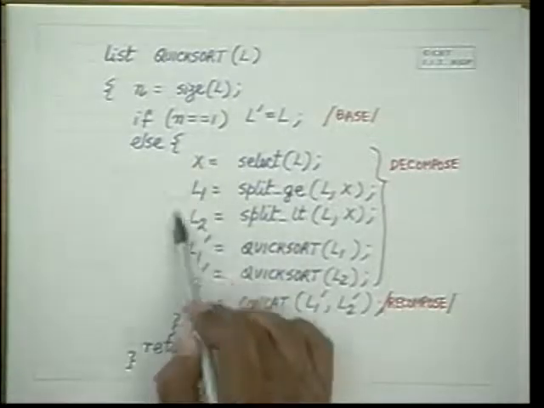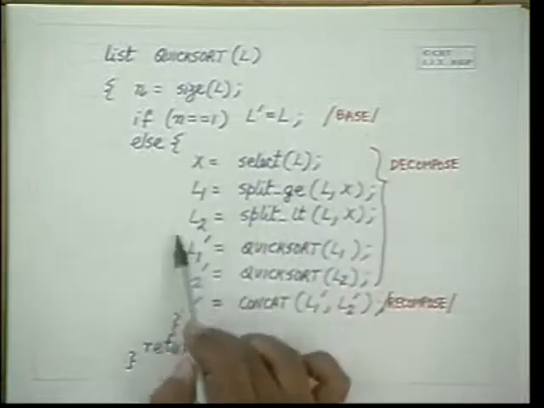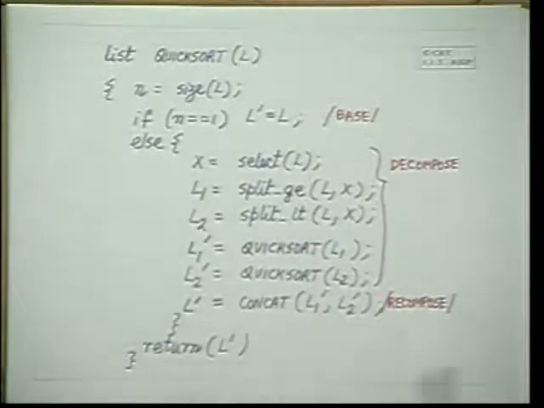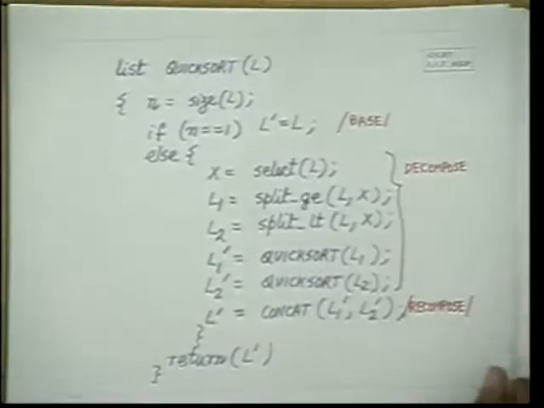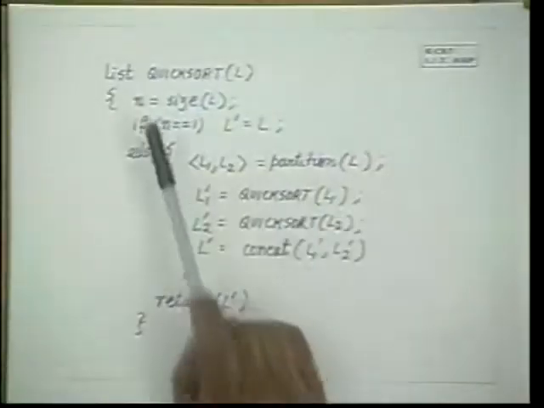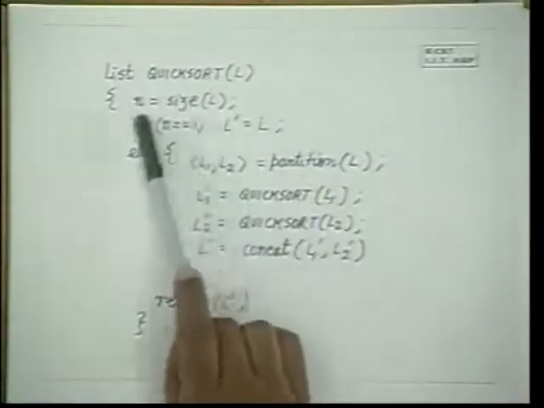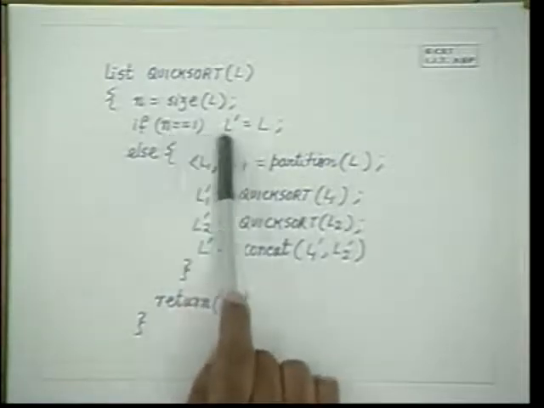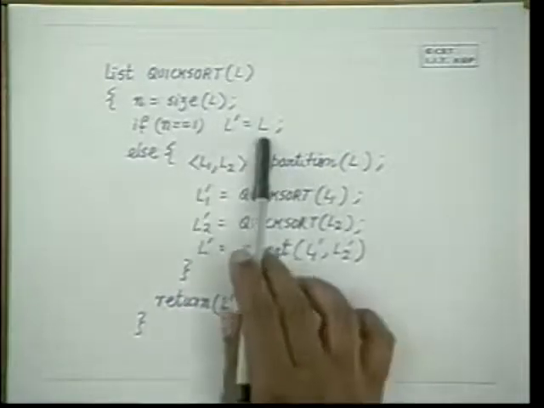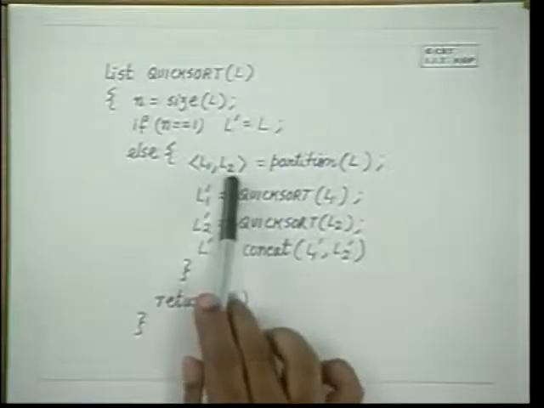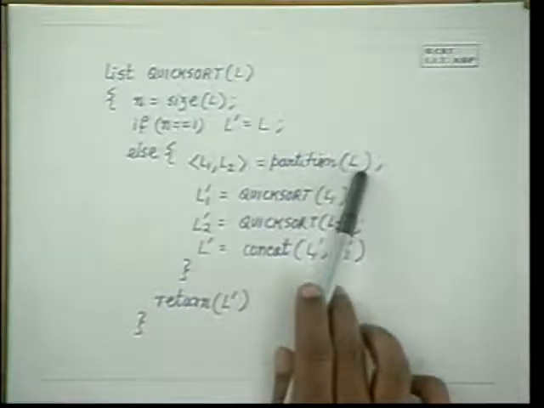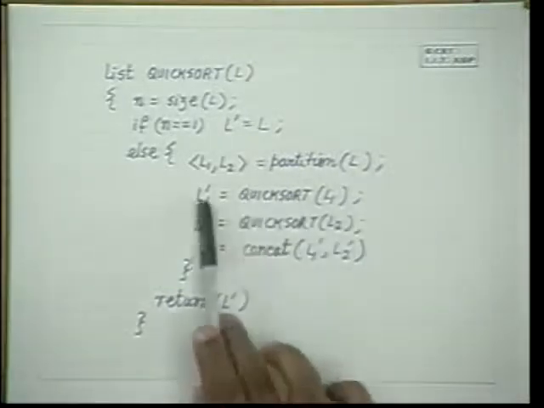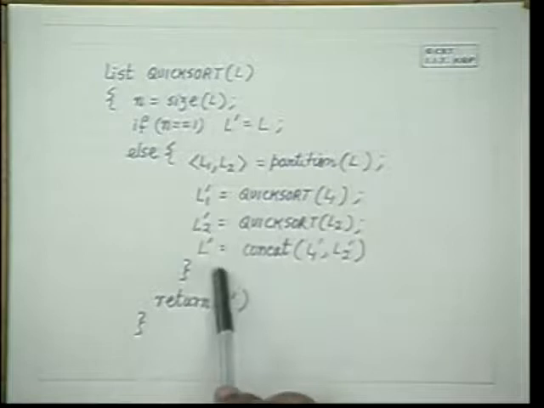This part of the decomposition, the splitting, is often called in textbooks the partition routine. So if we write it down with the partition function, then that same function will look like this. List quicksort L: if n, the size of L, is equal to 1, return L; else L1 and L2 are obtained by partitioning L. The selection of the element can go inside the partition routine itself. And then we quicksort these and concatenate.